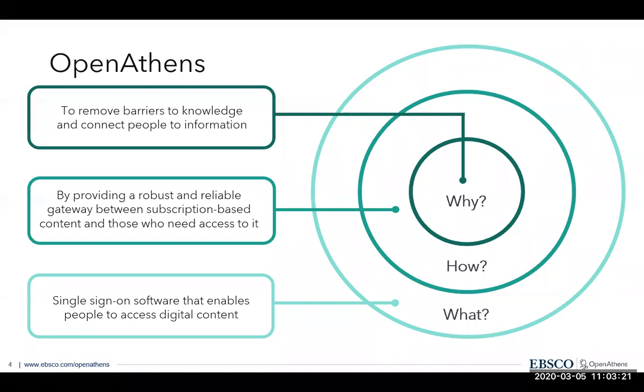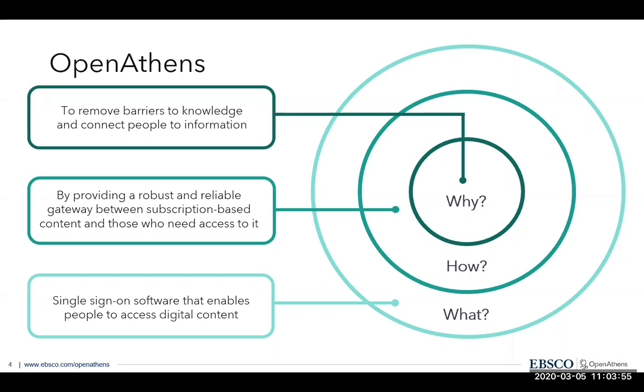So to kick us off, I'm just going to go over a bit of the basics of Open Athens and where it all came from. Open Athens is an identity and access management service. It's supplied by JISC and we're based in the UK. We're also a not-for-profit company. In a nutshell, we provide software that allows your patrons to use a single username and password to access all of the subscribed content from an organization.